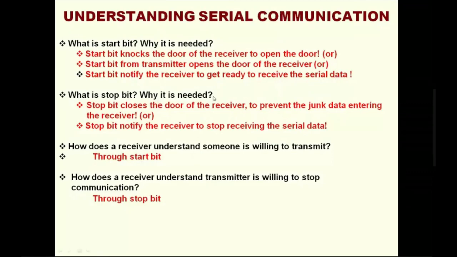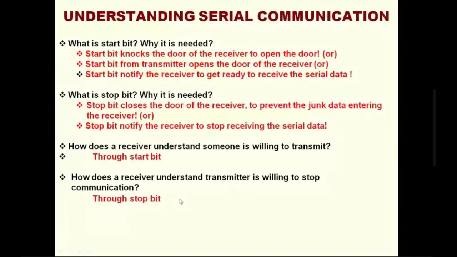What is a stop bit? Why is it needed? The stop bit closes the door of the receiver to prevent junk data entering the receiver. Or the stop bit notifies the receiver to stop receiving the serial data. How does the receiver understand someone is willing to transmit? Through the start bit. How does the receiver understand the transmitter is willing to stop communication? Through the stop bit. So the summary of what we have discussed is very well given.